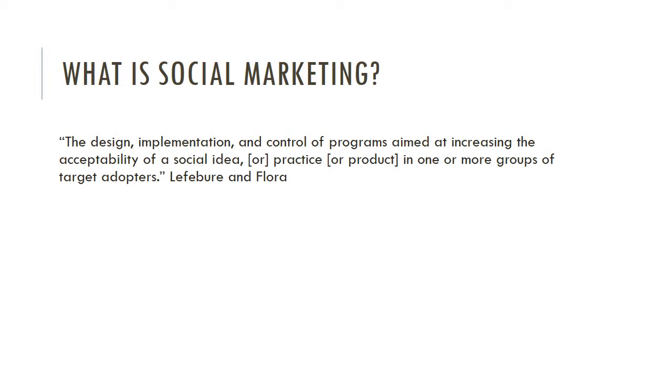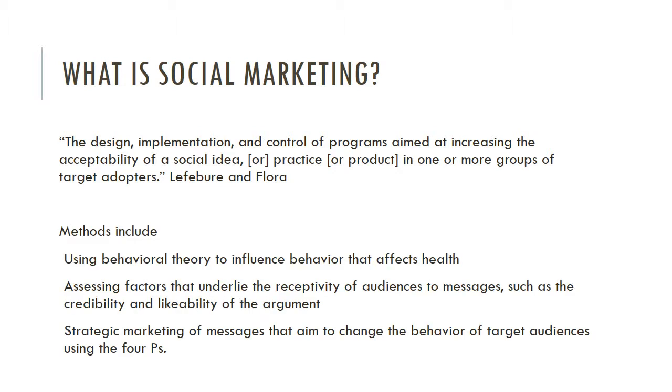Social marketing can be defined as the design, implementation, and control of programs aimed at increasing the acceptability of a social idea, practice, or product in one or more groups of target adopters. Social marketing uses behavioral theory to influence behavior that affects health by assessing the factors that underlie the receptivity of audiences to messages, such as the credibility and likability of the argument. The 4 Ps of marketing are used to create strategic messages that aim to change the behavior.